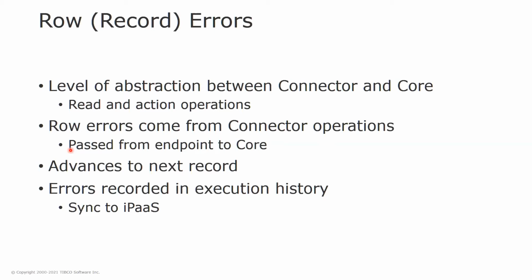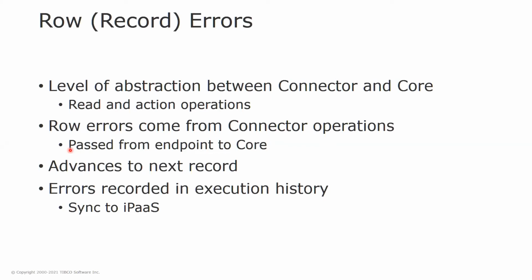So the row errors come from the connector operations themselves. You'll send some data off to Salesforce, maybe it's an upsert, and you'll get back something like invalid email address, missing first name, missing company, invalid key, invalid external ID, right? All those types of errors that you see. And it's important to realize that when you see these errors, we do our best to pass these errors directly back up from the endpoint to the core itself, and that gets recorded into the execution history.